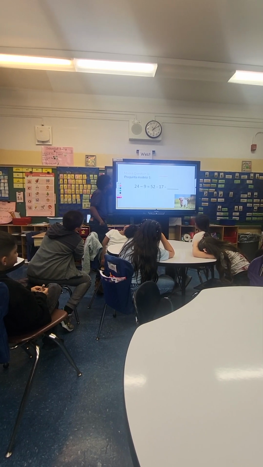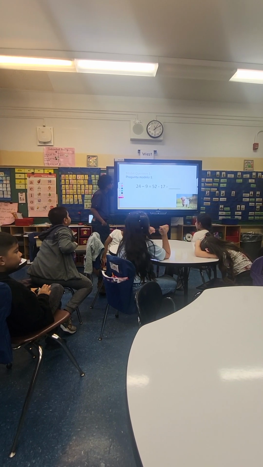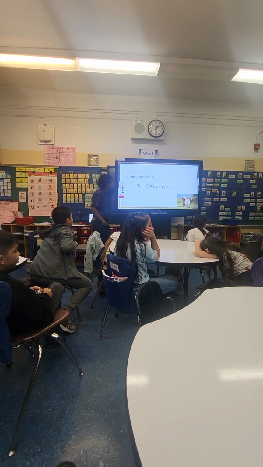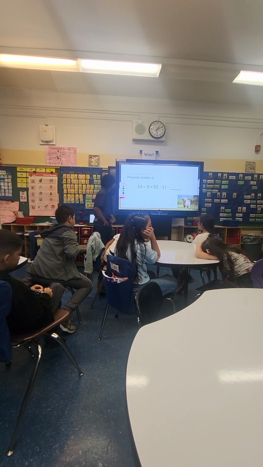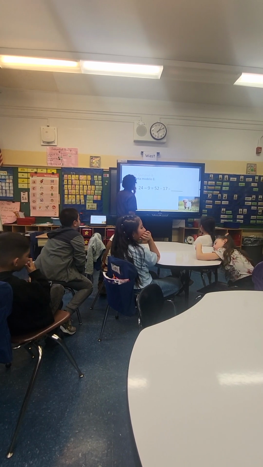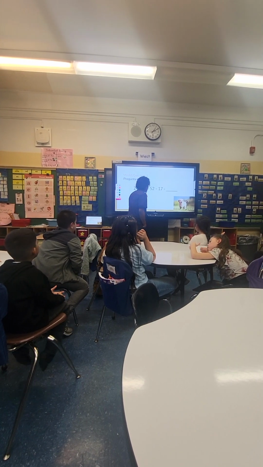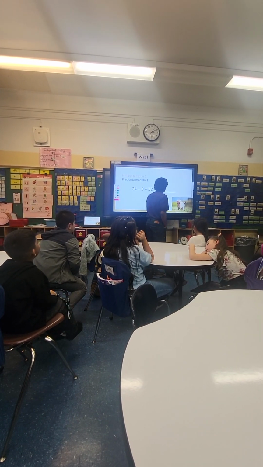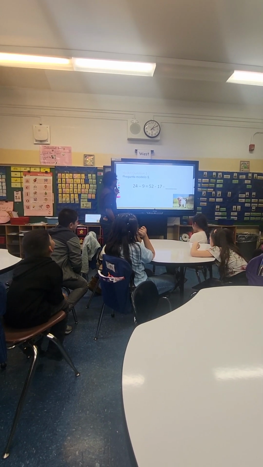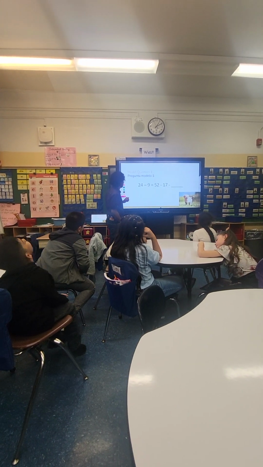So I'm going to model this for you guys. So where am I going to start? Let's see. I'm going to start on the left side. Can I start on the right side? No, I can't. I don't have that information, so I can't start on that side. I have all the information on this side. So 24 minus 9.